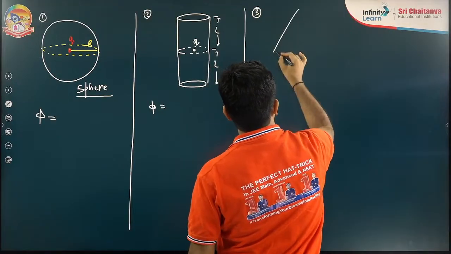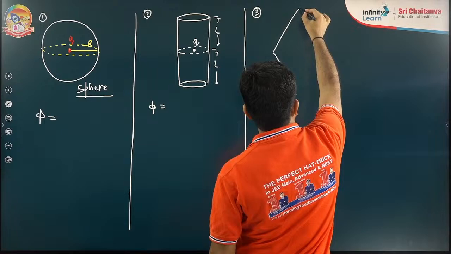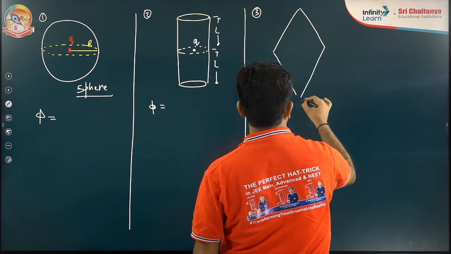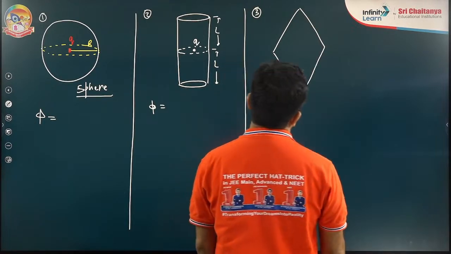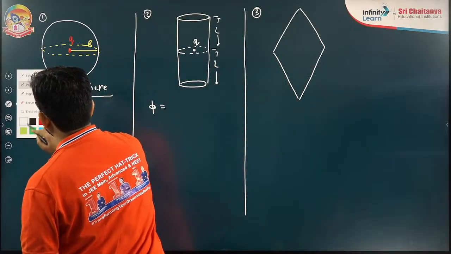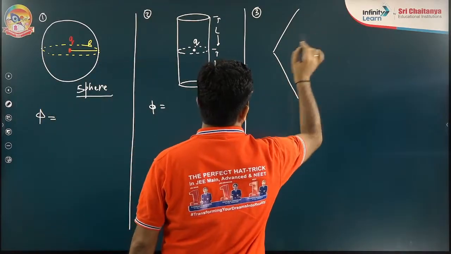Third question I am asking you. There is a surface like this. This is a 3D surface. You can see this part. Okay, just wait. I'll draw it again.